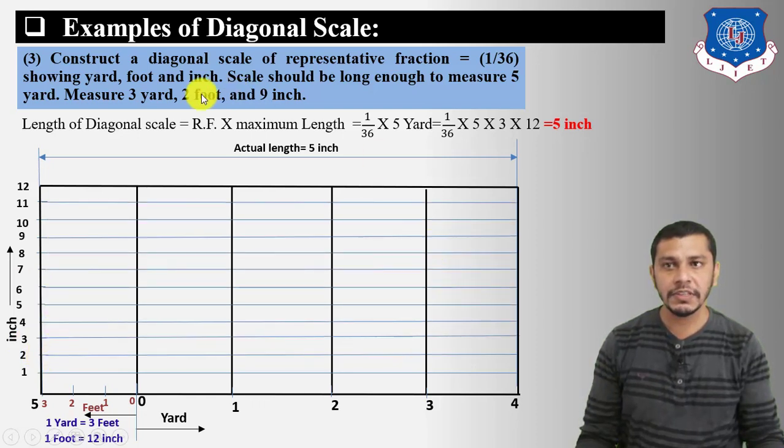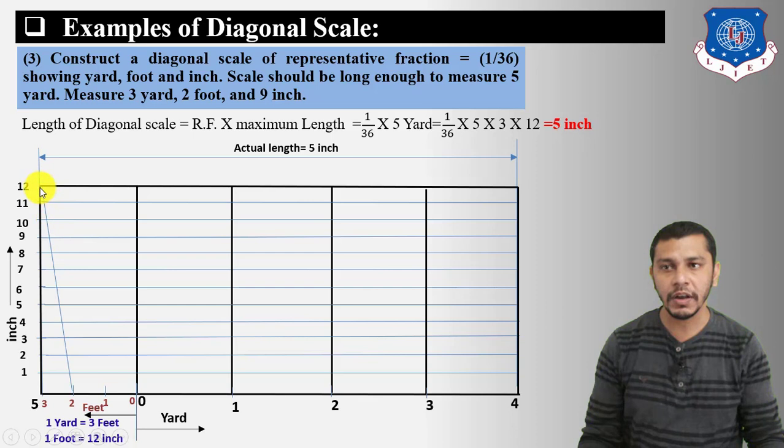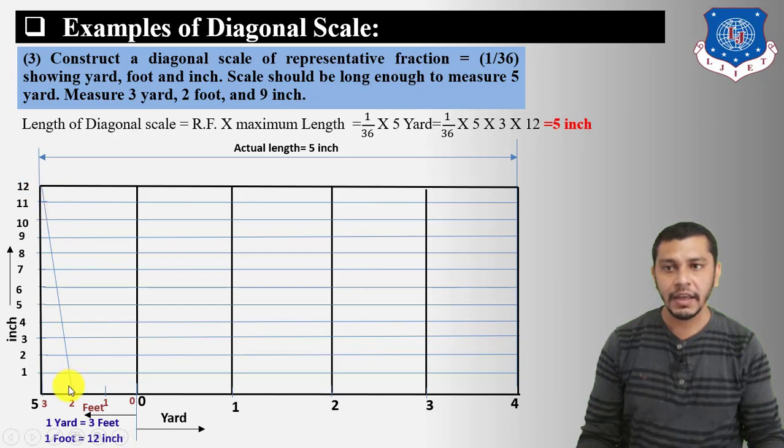Now what do we have to show on this scale? 3 yard, 2 feet and 9 inch. So this will be our 3 yard, 2 feet and 9 inch. If you want to show 2 feet and 9 inch, first of all we have to connect these two to this corner, which will be our diagonal, and draw lines parallel to this line from 1 and 0 also. This will be our diagonal.